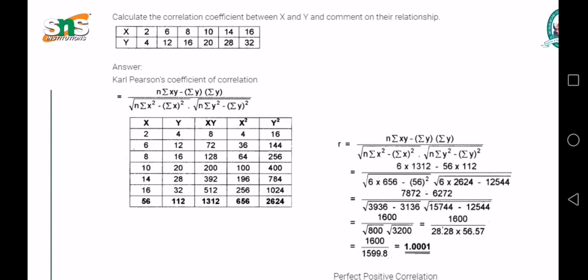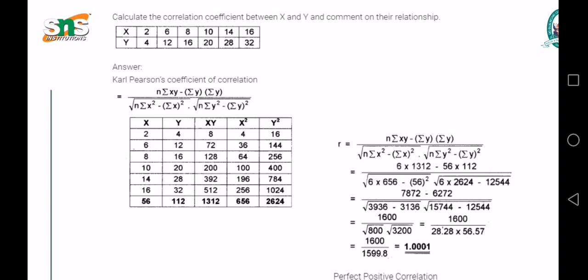Next we multiply the values of x and y. xy: 2 4s are 8, 6 12s are 72. Multiply all the x and y and add these values, we get summation of xy is equal to 1312. And for summation of x square, we take the square of x. 2 square is 4, 6 square is equal to 36, 8 square is equal to 64, 10 square is equal to 100, 14 square is equal to 196, 16 square is equal to 256. Add all this, we get summation of x square, that is 656. Like this, we find y square. Summation of y square is equal to 2624.